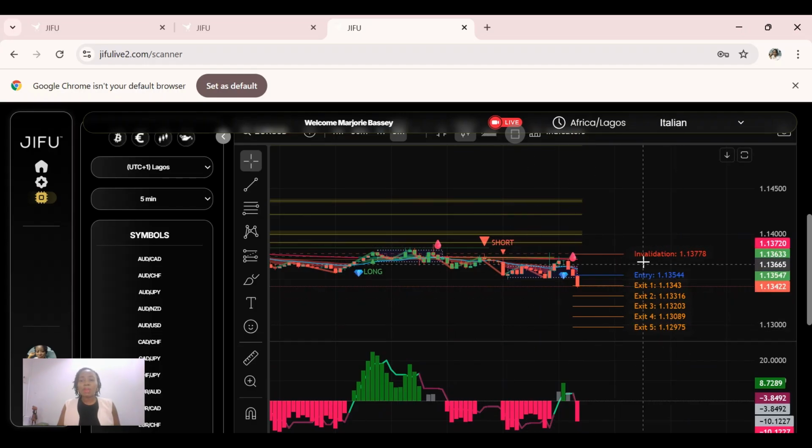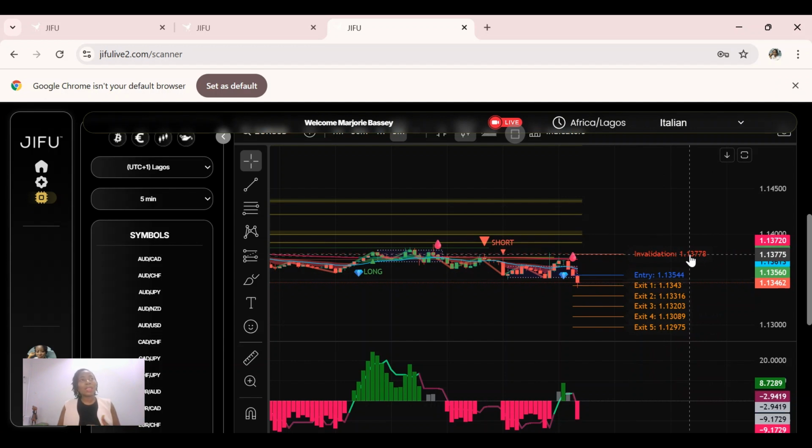You have the entry, what price point. On the right here, you have price. At what price point are you entering the market? And then it gives you your profit level. You have exit 1, exit 2 to 5, and then you have the invalidation zone. Invalidation is also known as stop loss. It will always give you the invalidation, at what point you leave the market.